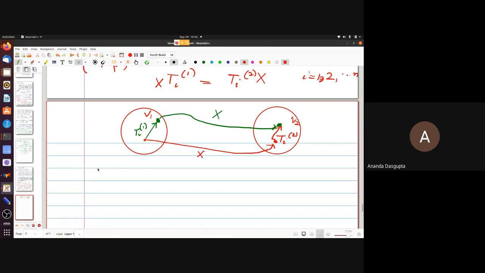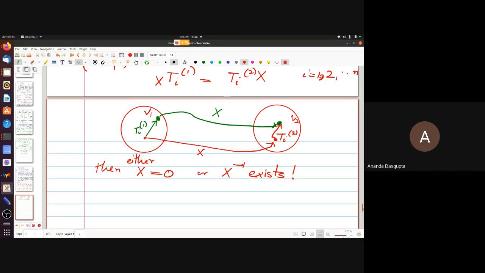And now comes the actual lemma. Then X is either 0. Well, of course, if X is 0, which means it maps every element of V1 to the null vector in V2, then it's easy to see that X Ti1 will be equal to Ti2 X for all i. That's sort of trivial. But what is not so trivial is this result: either this is 0, or if it is not 0, then X inverse must exist. Okay? So that's the theorem. Or sorry, that's not the theorem, that's a lemma.